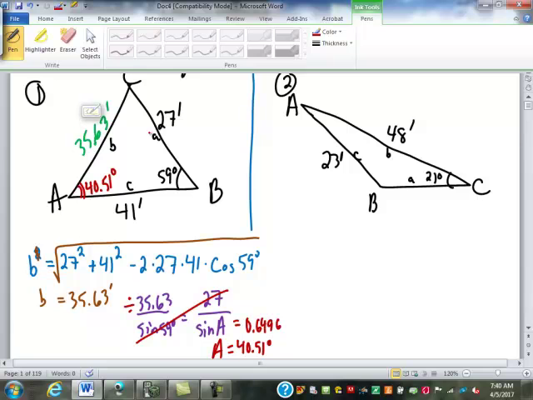And then to find angle C, we add those up. 40.51 plus 59 is 99.51. We subtract that from 180, and we get 80.49 degrees. So we've solved that triangle. Any questions on that one?